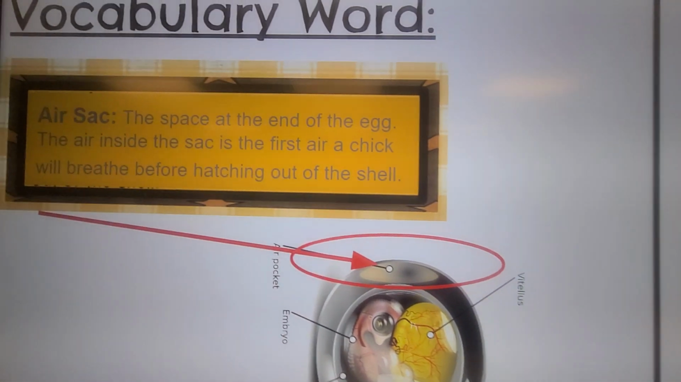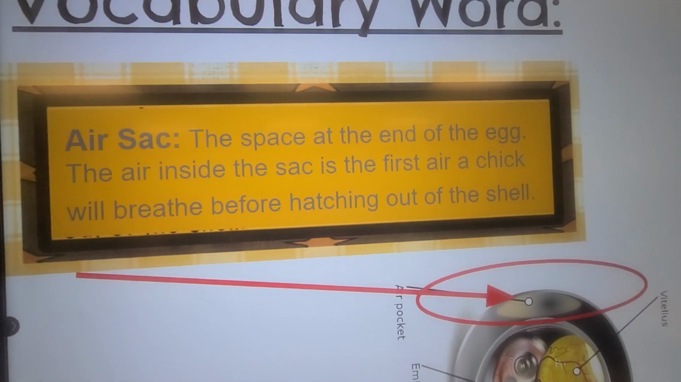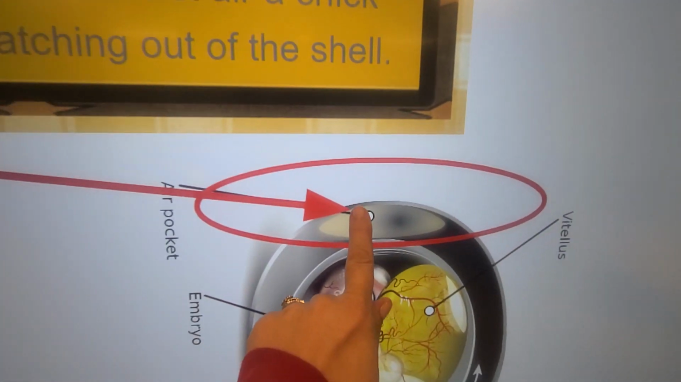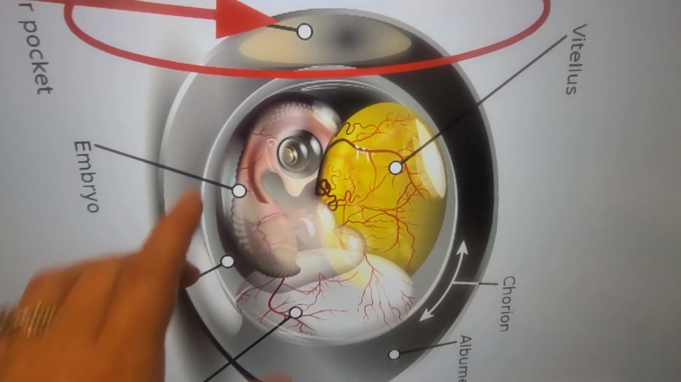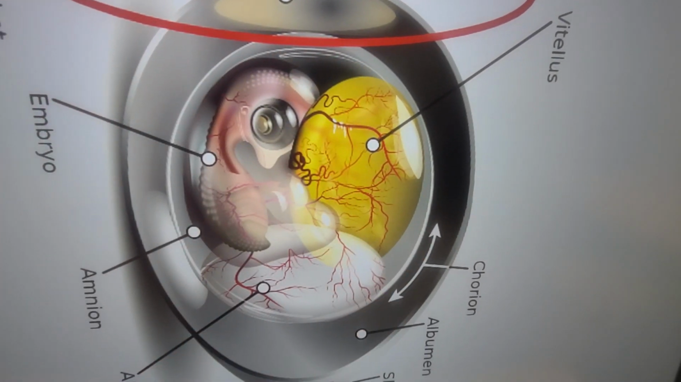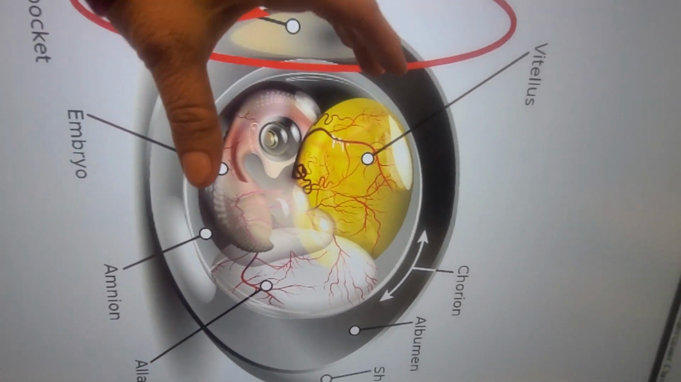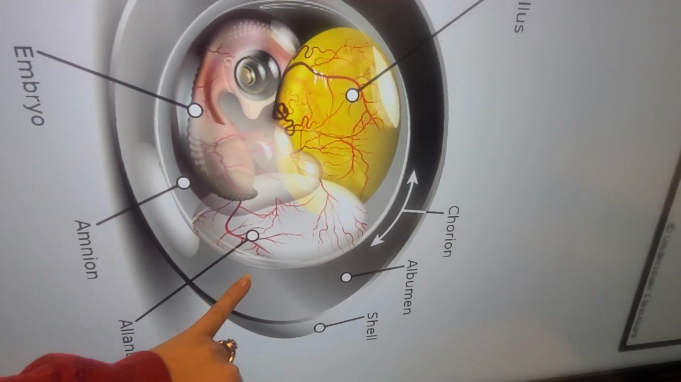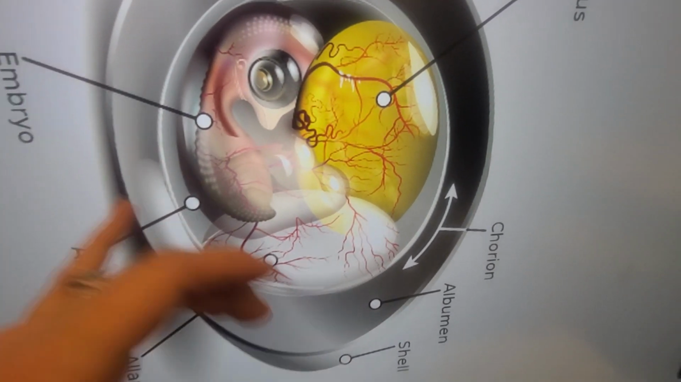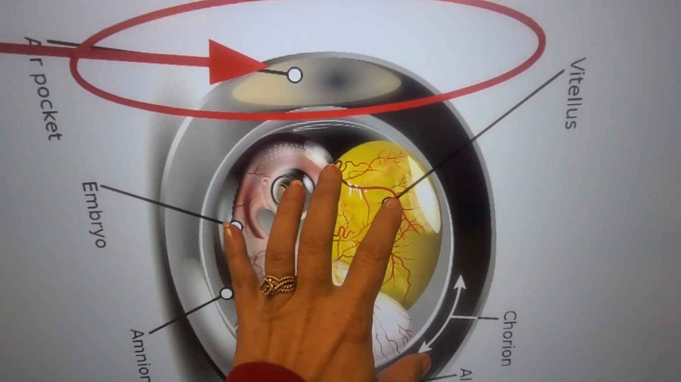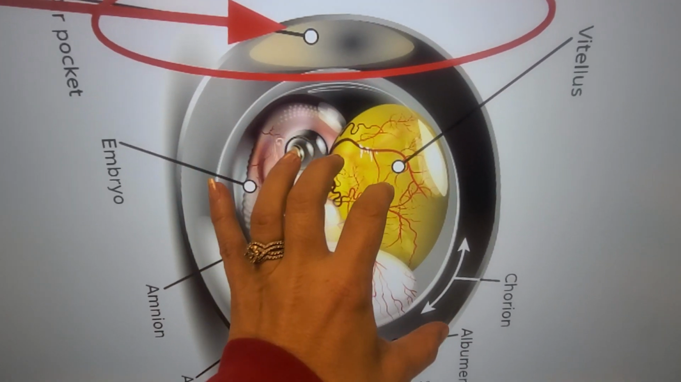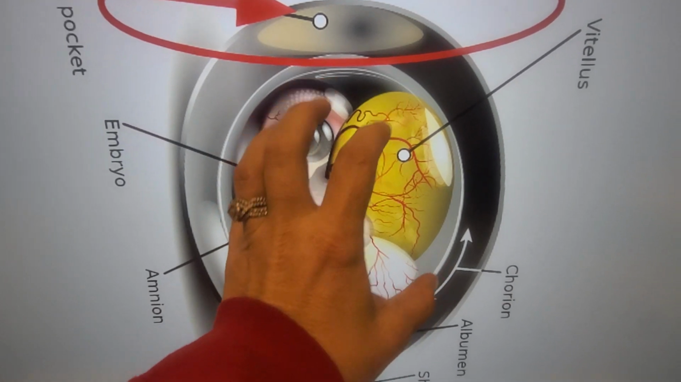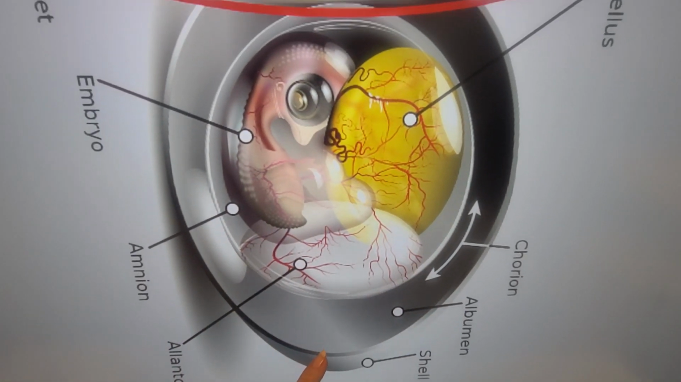And the vocabulary word for today is air sac, which is the space at the end of the egg. I've put this diagram in here today. I turned it sideways so that it looks exactly like our eggs in the incubator. We put our eggs in the incubator with the blunt side down. We do that for a couple of reasons. One is to make sure that the embryo doesn't stick to one side or the other. So we want them stationary, right in the middle with the blunt side down.